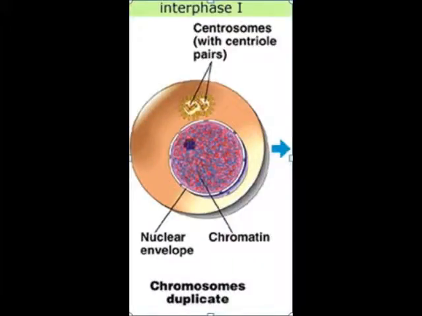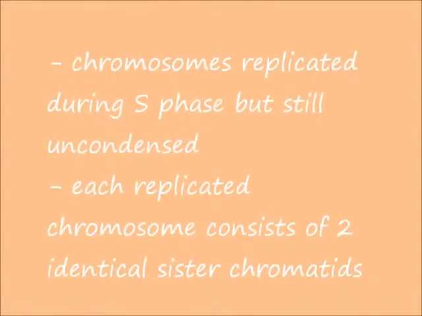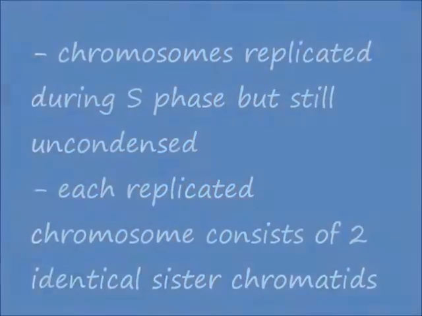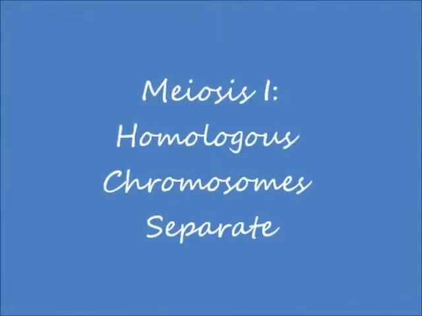During interphase, chromosomes are replicated but are still uncondensed and invisible. At this point, each replicated chromosome consists of two identical sister chromatids. Then the cell enters meiosis 1, where the homologous chromosomes will be separated.